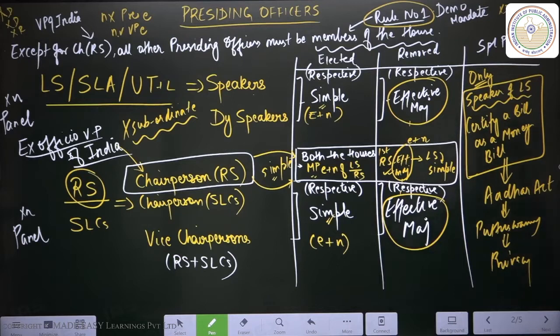Ex officio I've already explained. Because you hold office X, yes, only one. But there is only one special power. There is no other special power. All other officers have the same powers. Anti-defection and all that. Respective means only from that house. Collective means both the houses participate.